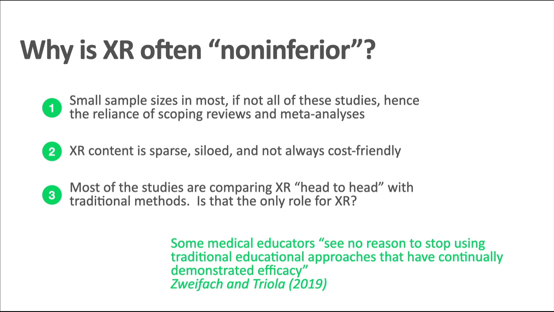So when we look at all these studies combined for each of the 3 domains, this term non-inferior often comes up. So why is XR often considered non-inferior? The first and foremost reason is that small sample sizes are used in most, if not all, of these studies, hence the reliance on scoping reviews and meta-analysis to give these more power, more academic power, more research power to make decisions.